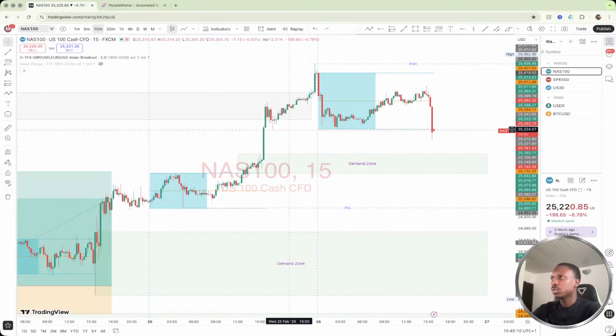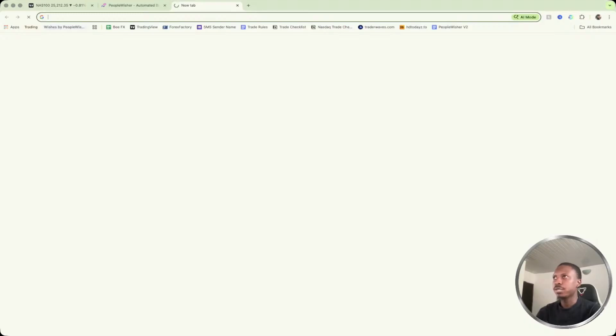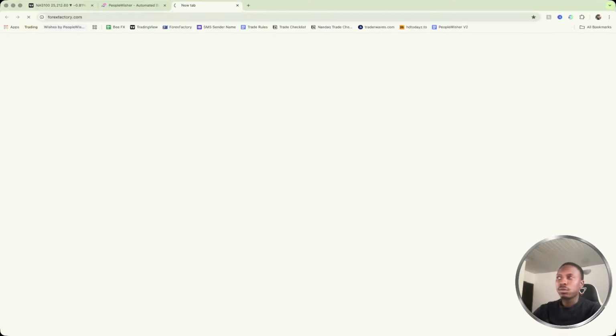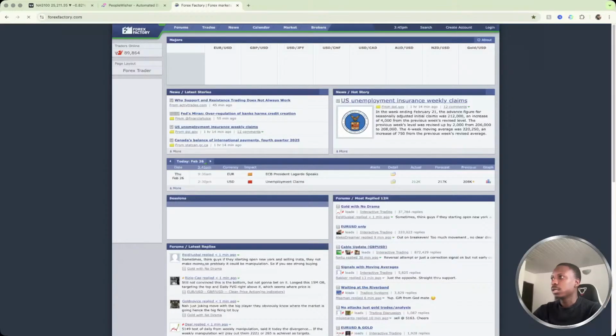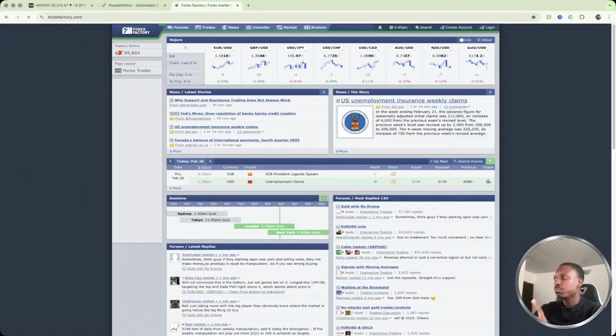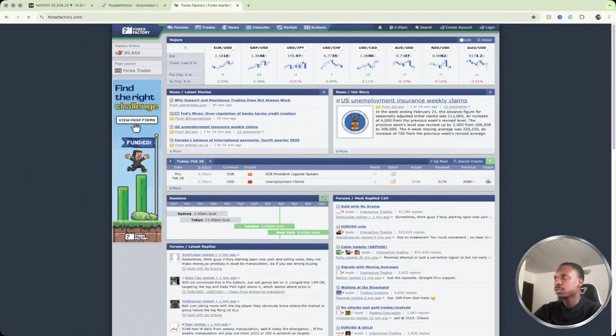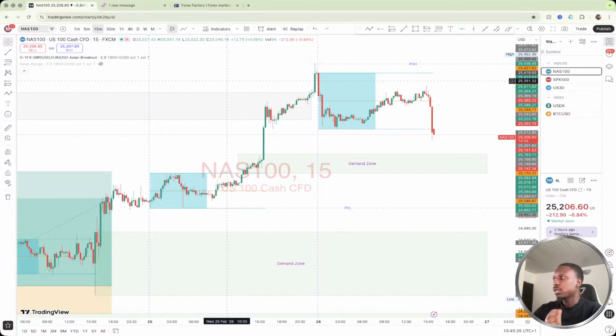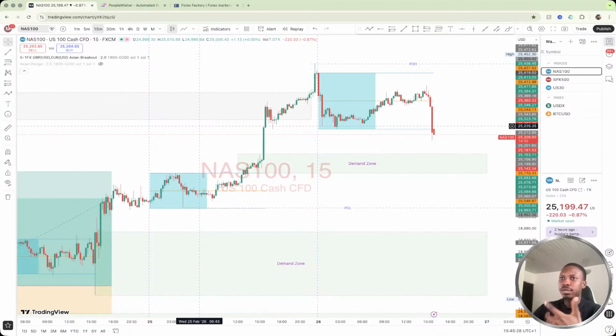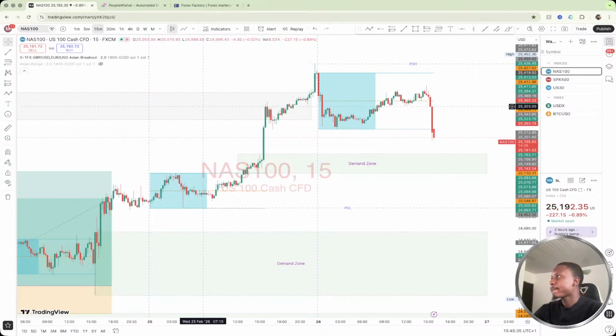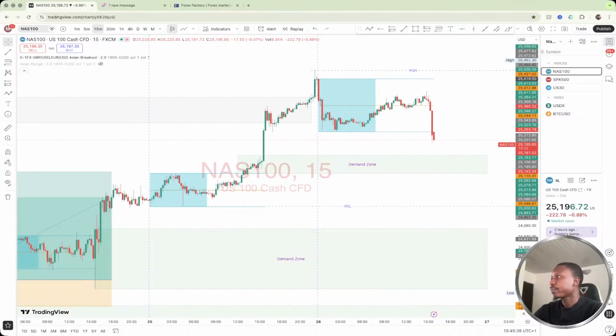So there was news today, but it didn't actually have any impact on our trade. Let me check the unemployment data that came out. It was actually positive for the US, meaning the unemployment data is lower than expected, meaning that more jobs are actually happening in the United States, which is a good thing. More people are employed.